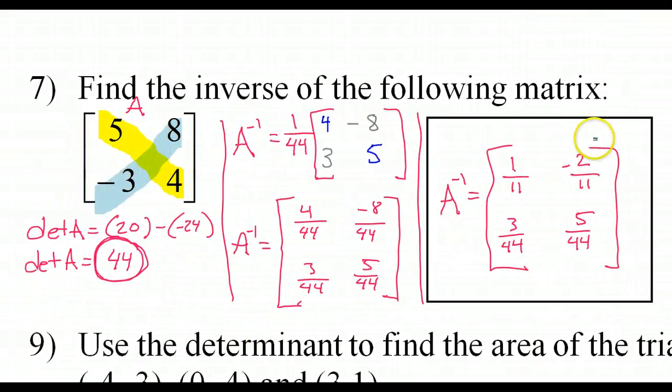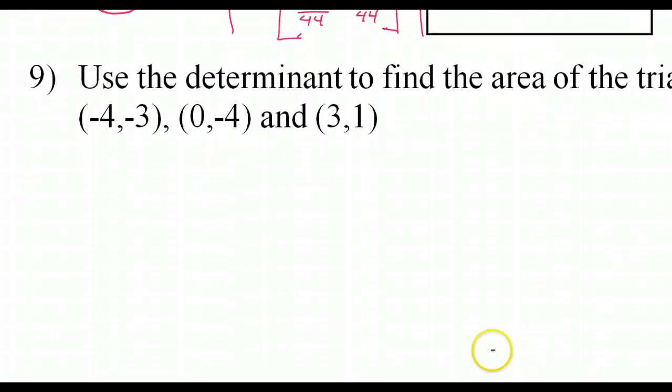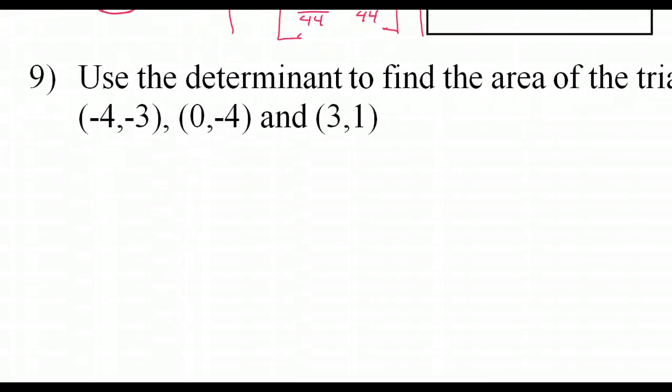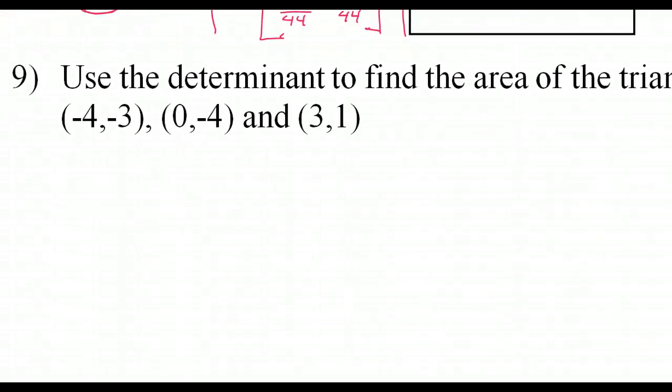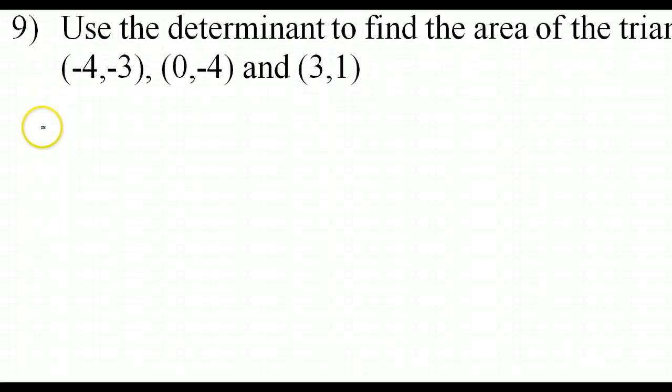Let's go back to number 9. Use the determinant to find the area of the triangle with vertices, boom. Okay, so we're given the vertices and we're supposed to find the area of this triangle. Now, the way we learned to do that is we're going to set up a 3x3 matrix. If you recall, the matrix looked like this.